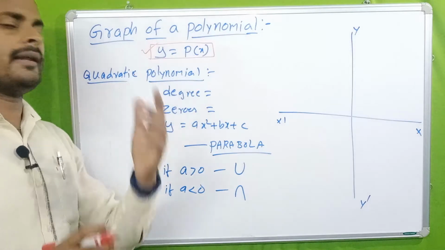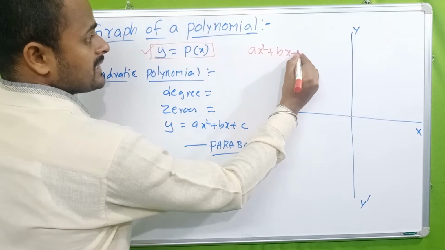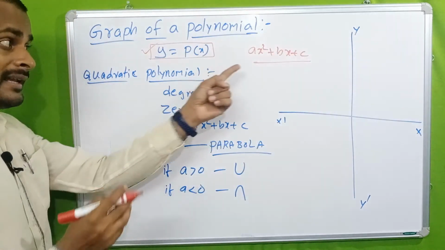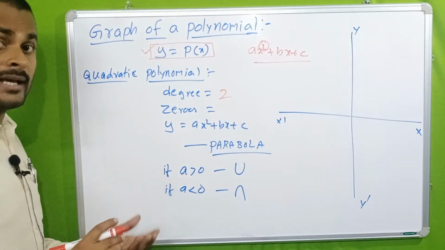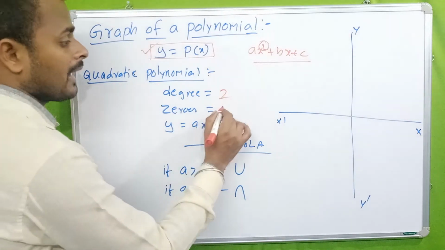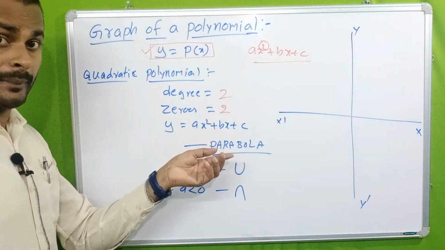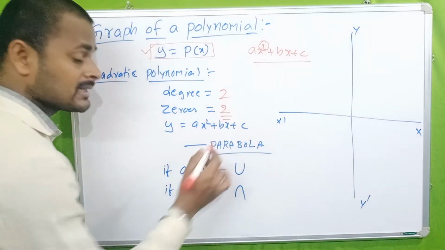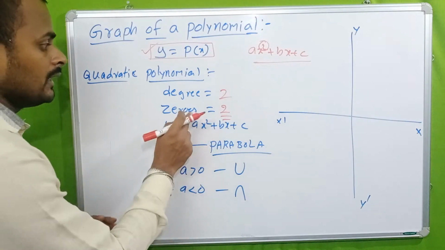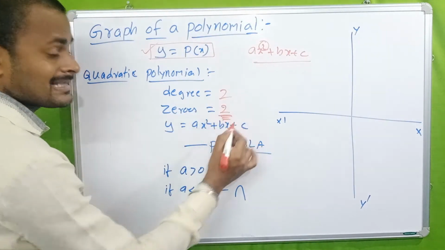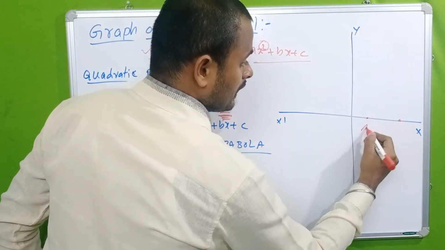Now the quadratic polynomial. What is the general form of a quadratic polynomial? Ax square plus bx plus c. What is its degree? 2. So 2 is the degree of a quadratic polynomial, which means it has at most 2 zeros. The graph of a quadratic polynomial intersects the x-axis at as many points as it has zeros, so it touches the x-axis at only 2 points.